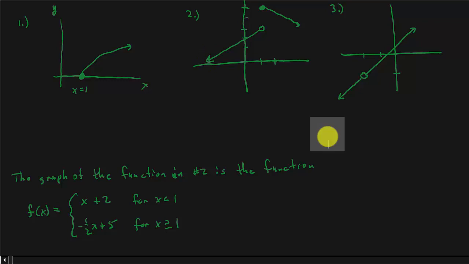And then for x greater than or equal to 1, it's this graph, and you can see there's a big jump right there. But yeah, that's the function for it right there. It's a piecewise function, okay?